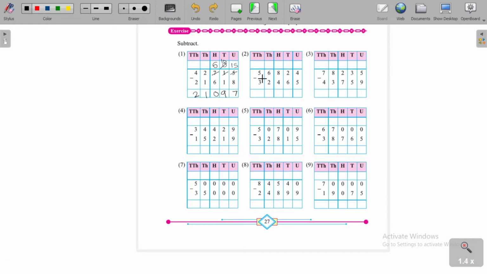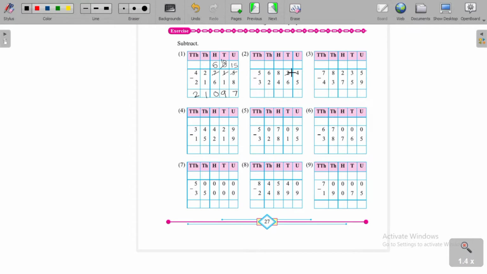Next, second, 56,824 minus 32,465. First, we need to subtract the numbers which are in the units place. It's 4 minus 5. 5 is a bigger number. We cannot subtract 5 from 4. Hence, we borrow 1 ten.